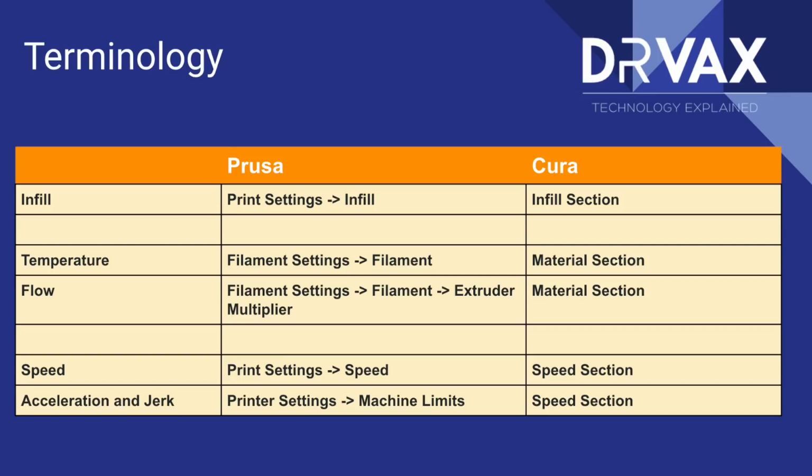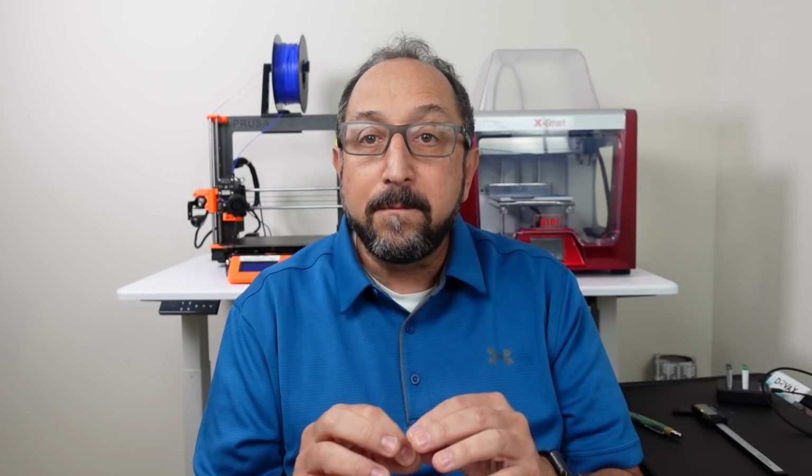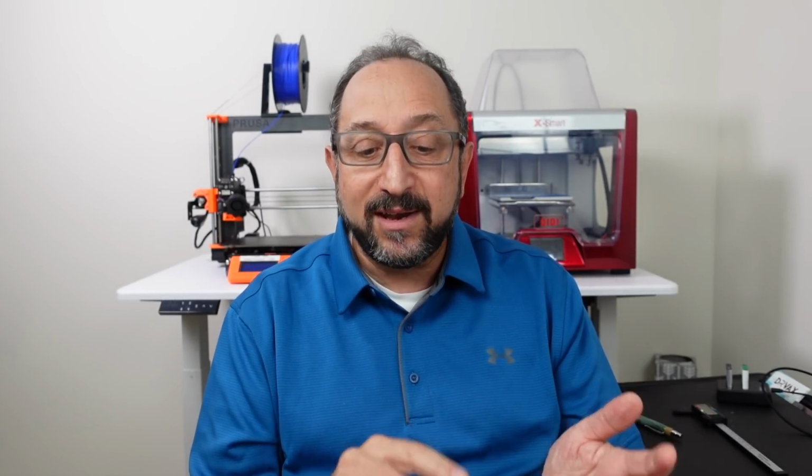Material section is where you find many of the material related temperatures and flow. Those are under filament settings in Prusa. However, flow rate, 100%, 110%, 120%, how much to extrude, is called extruder multiplier in Prusa, not flow rate.